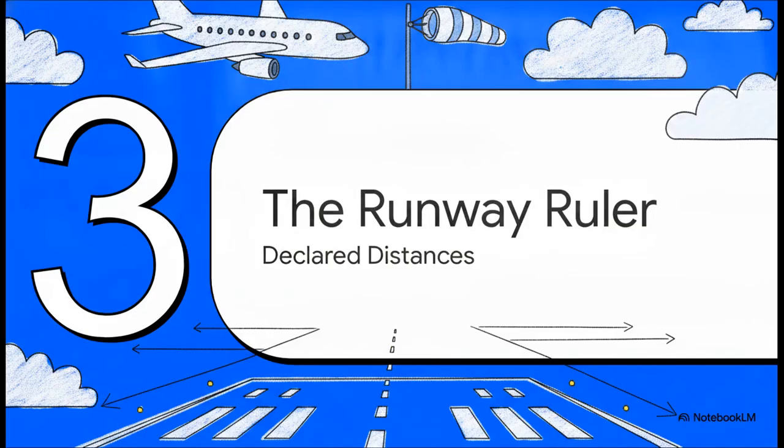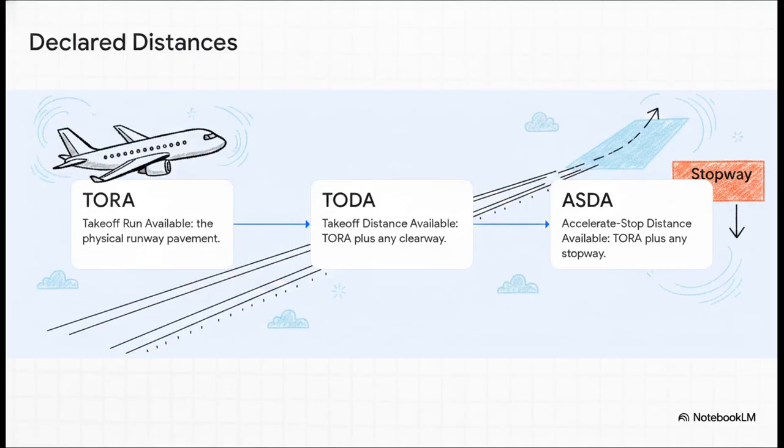Part 3. The runway ruler. Declared distances. All right, so the aircraft is compatible, the weather is factored in, and we are lining up on the pavement. But how much runway do we actually have to work with? These are called declared distances, translating a bunch of dense acronyms into the physical spaces available for the takeoff roll.